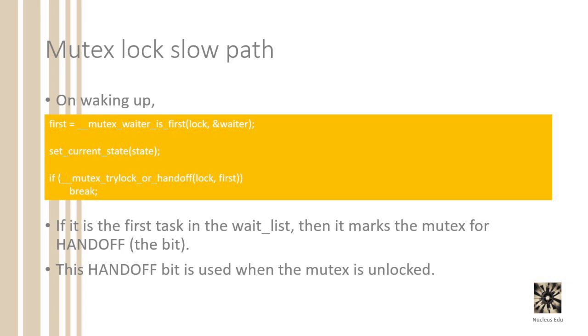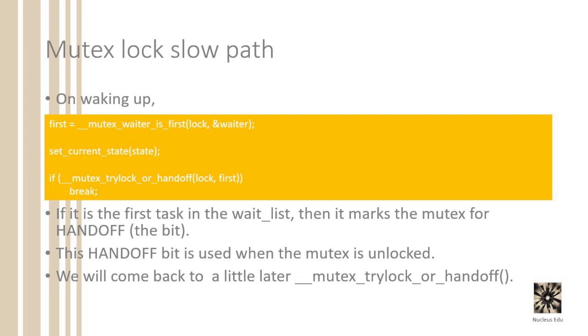And this handoff bit is basically used when the mutex is unlocked. What we're going to do here is see a little bit more about this handoff, and then we're going to jump into the mutex unlock path. As we discuss this, we're going to see how this handoff bit is used by the task which is releasing the mutex to signal the tasks which are waiting for the mutex, and for them to pick up when the mutex gets released by the other task. Right, so we're going to come back to this once we are discussing the mutex unlock slow path.